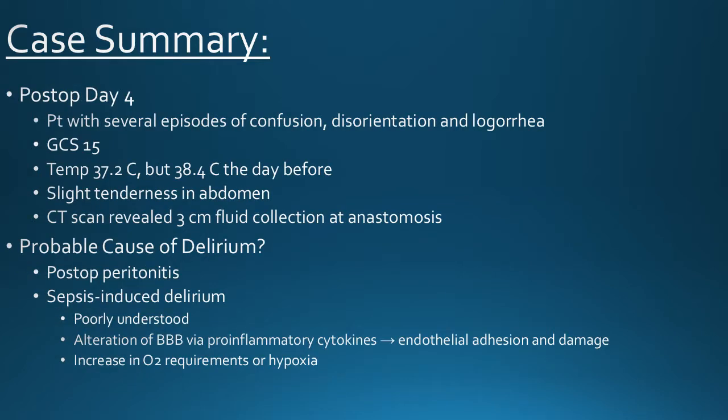So on post-op day 4, the patient presented with several episodes of confusion, disorientation, and logorrhea. Her GCS was 15. Her temperature was 37.2 degrees Celsius, but she had had a previous spike in her temperature the day before to 38.4 degrees Celsius. She had slight tenderness in her abdomen, and a CT scan revealed a 3-centimeter fluid collection at the anastomosis site.